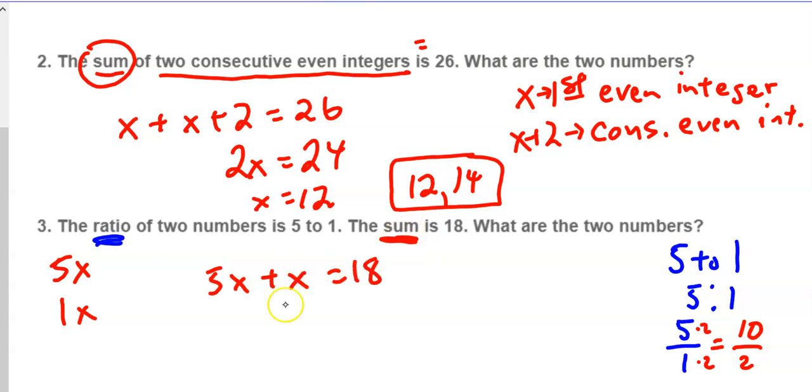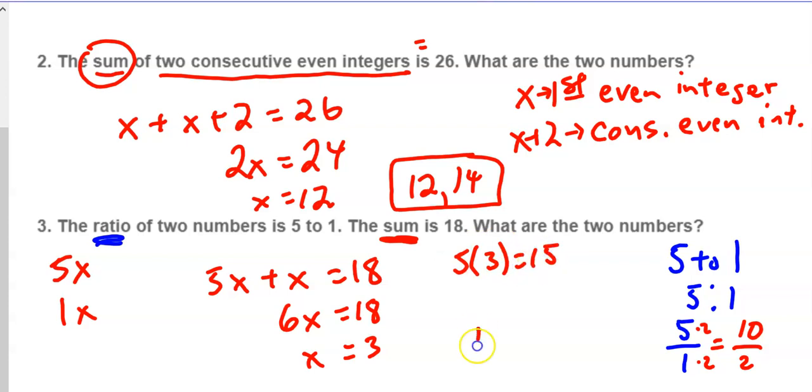Now we have a nice algebraic equation that we can solve. We get 6x equals 18, divide there, so x is 3. So our first number is going to be 3. Then we plug it in here. We get 5 times 3, so 15. So our numbers are 15 and 3. And we can check this. If we have the ratio of 15 over 3, yes, that certainly does reduce to the ratio of 5 to 1.